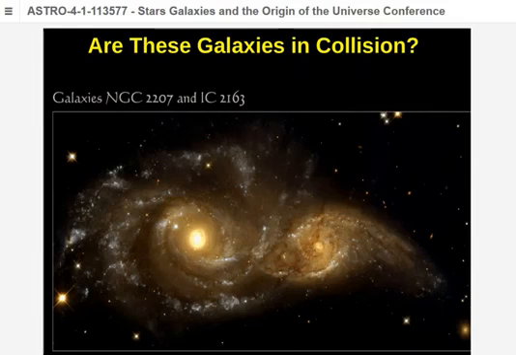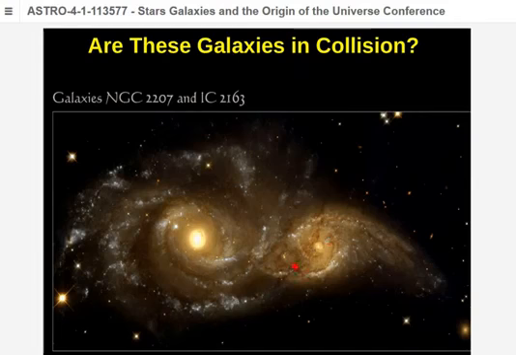Here's another pair of galaxies. But now what about these? Are these guys in collision? And the answer is no, they're not. And you can tell because, first of all, you can tell that this galaxy is in the foreground because you can see the silhouette of its dust against the light of the background galaxy here.